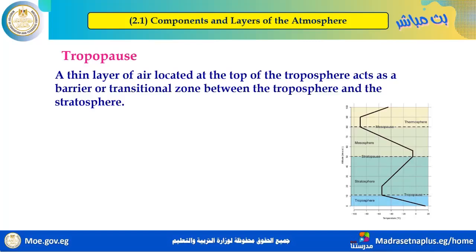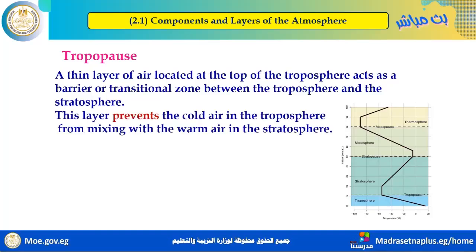It is a thin layer of air located at the top of the troposphere, acting as a barrier or transitional zone between the troposphere and stratosphere, like a separating layer between both of them. What is important about this layer? We said the troposphere is cold, and the stratosphere, as we will soon know, has warm air. So the tropopause prevents cold air in the troposphere from mixing with warm air in the stratosphere. That is the importance of the tropopause.